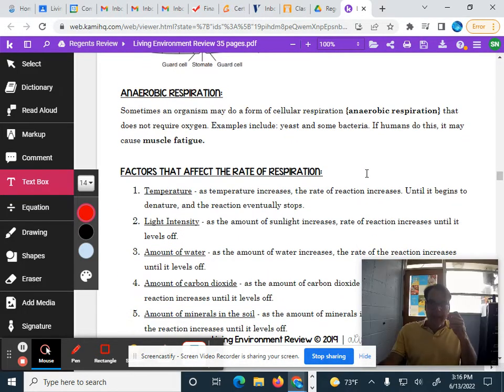Anaerobic respiration is respiration without oxygen. Yeast and bacteria do this. Fermentation is an example of anaerobic respiration. We use it to make bread and alcohol, such as wine and beer. If humans do this, it creates muscle fatigue. It creates lactic acid, which burns in your muscles and creates muscle fatigue.